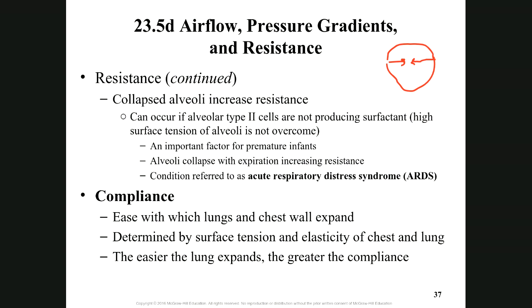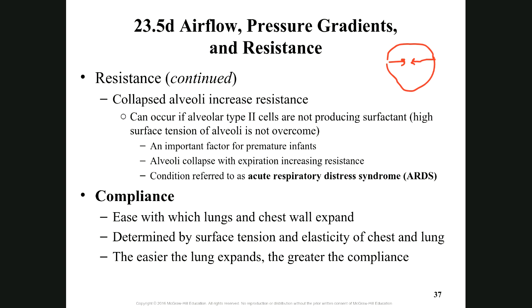And we have this in newborns specifically. Sometimes if they are immature or premature, then their alveolar cell type 2 cannot make enough surfactant, and we have a problem with this resistance.